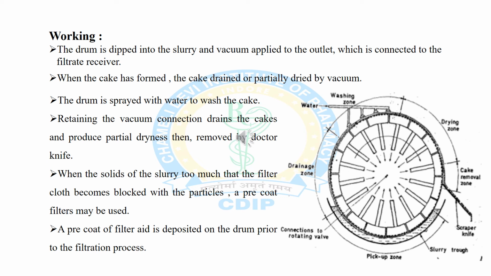So here we apply the filter aid as a pre-coat solution over the filter media. In the sixth point, the pre-coat of the filter aid is deposited on the drum prior to the filtration process. The addition of the filter aid is a great advantage to prevent the blockage of the filter media. So the working is very efficient when applying the filter aid.